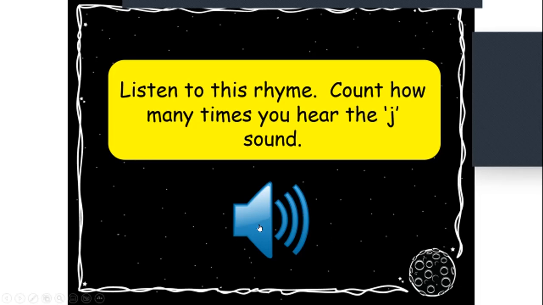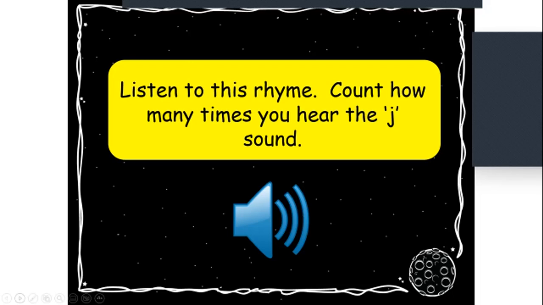Vengan a ver mi granja, vengan todos. Vengan a ver mi granja que es hermosa. Y el perro hace así. ¡Guau, guau, guau! Vengan a ver mi granja, vengan todos. Vengan a ver mi granja, que es hermosa. Y la vaca hace así.